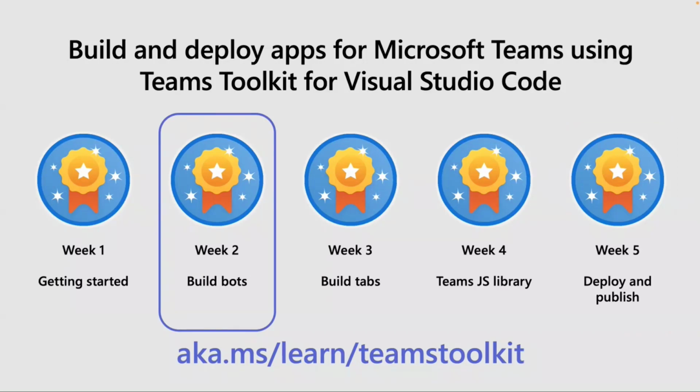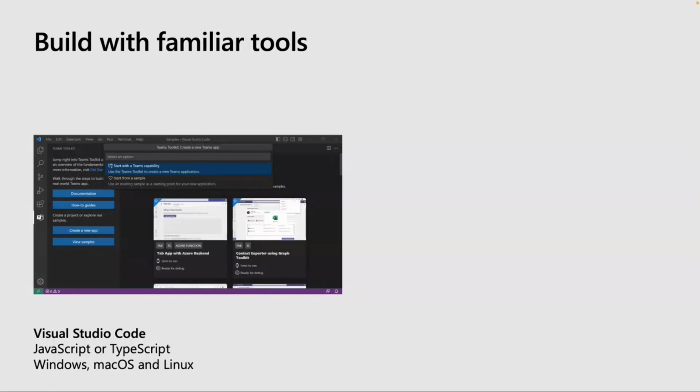So today, like I mentioned, we're going to cover building bots. Just a quick recap, if you didn't see the session last week: Teams Toolkit is a Visual Studio Code extension that enables you to build, debug and deploy Teams apps right from Visual Studio Code. If you're a JavaScript or TypeScript developer running on Windows or Mac, then this is a tool you can use to build your Teams apps.